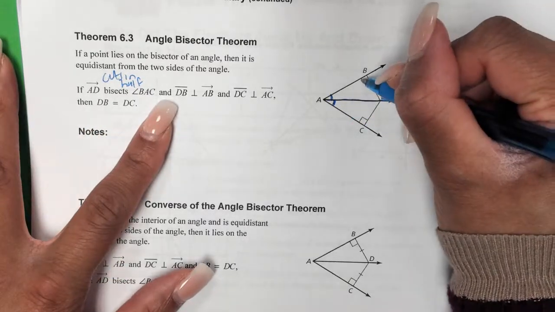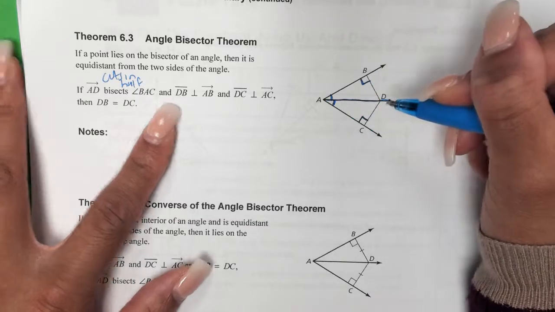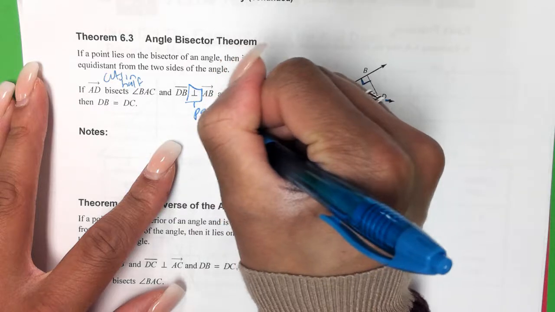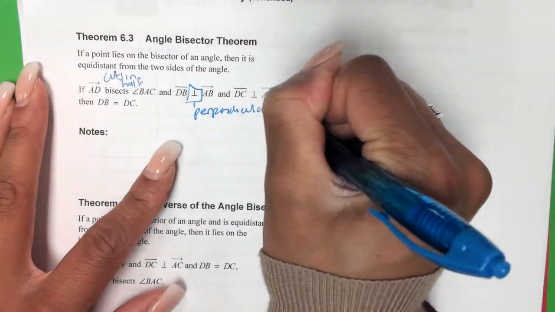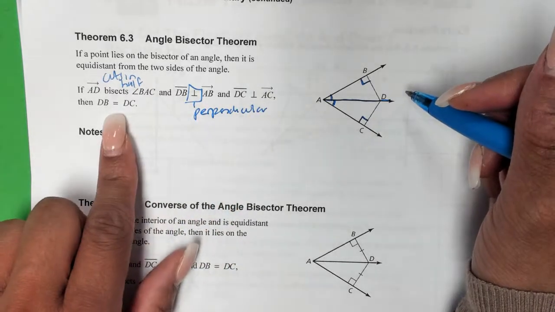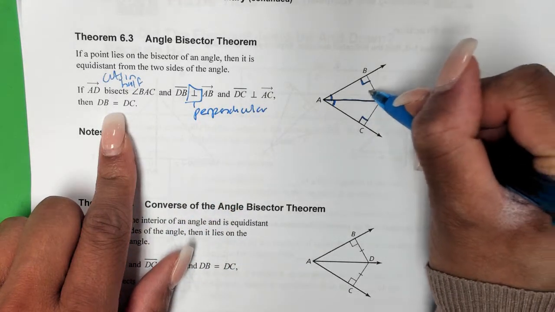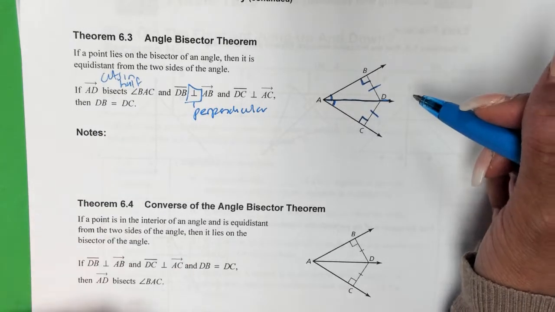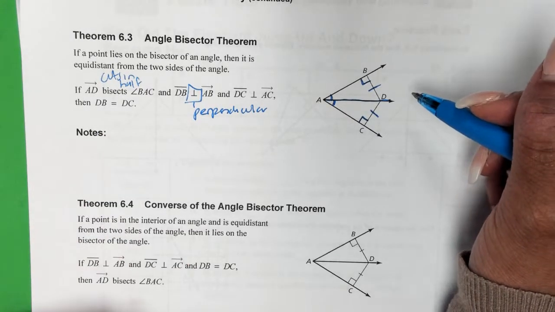This also means that if these two are perpendicular, this symbol means perpendicular, and DC and AC are also perpendicular, that means DB is congruent to DC. Okay, so let's do an example.